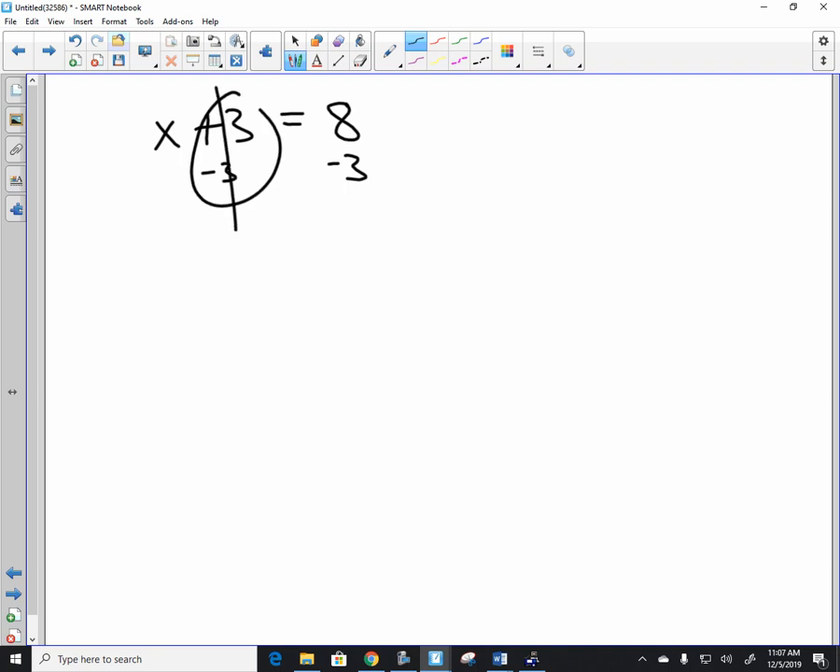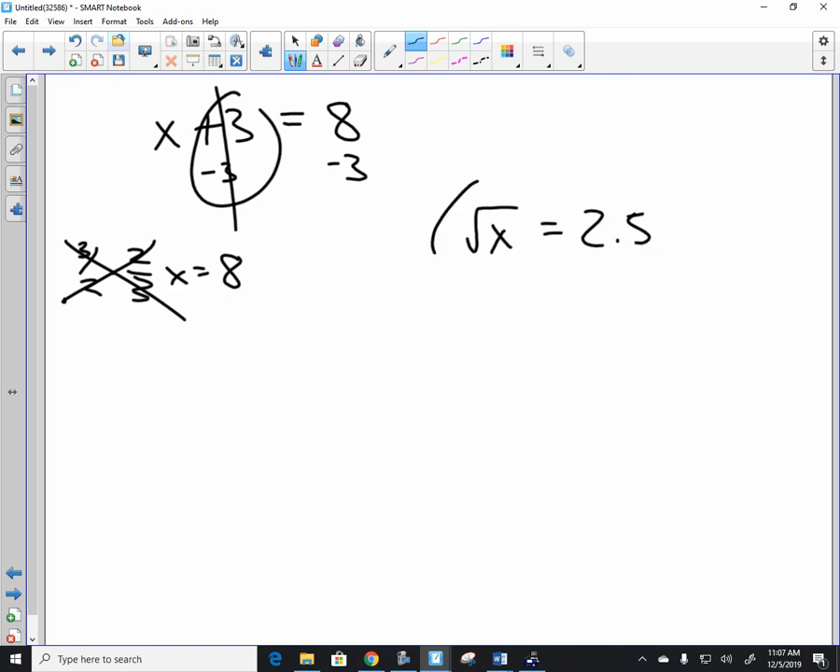Because these are inverse operations. They undo each other. Agreed? Just like if you had 2/3 x is equal to 8, you would multiply by 3/2 because those undo each other. And that kind of makes sense. But then one day somebody came to you and said, well, square root of x is equal to 2.5. You want to get rid of the square root, you square both sides. And right now you're saying to yourself, yeah, of course you do.